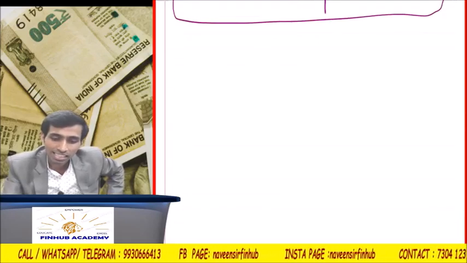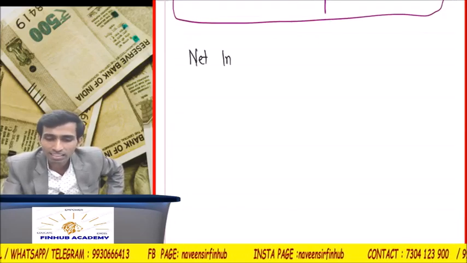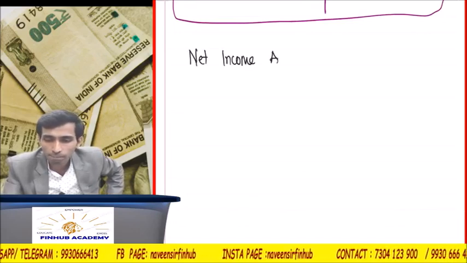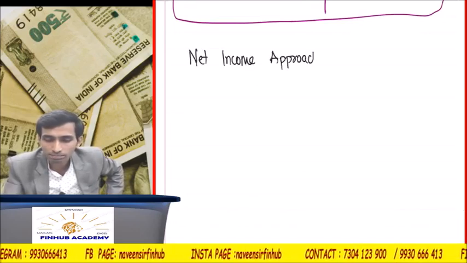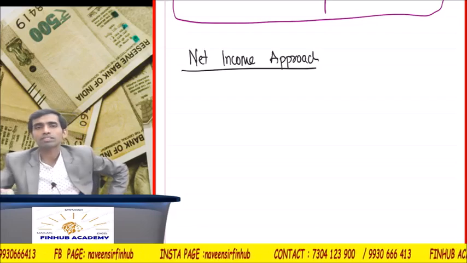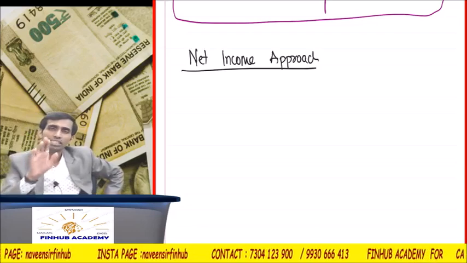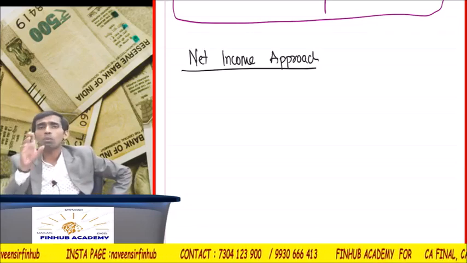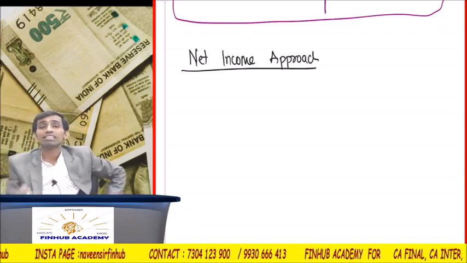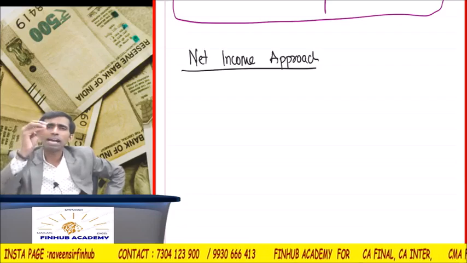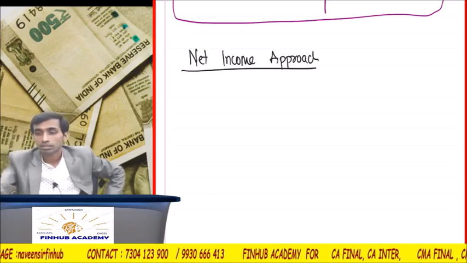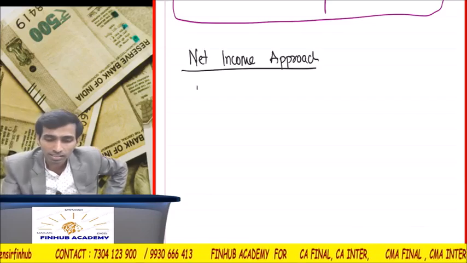Write the heading: net income approach. I have given you the theory in your book. Now what does this theory say? This theory says borrow the maximum possible amount. I am giving you a shortcut. Borrow.